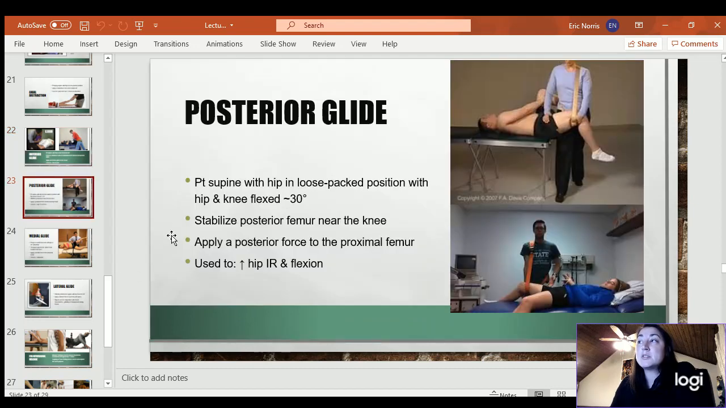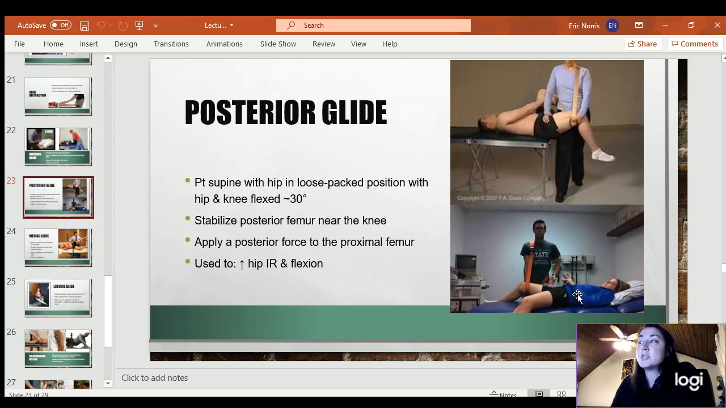With a posterior glide, we typically put the patient in the loose packed position, and then we stabilize the posterior femur near the knee. So down here we stabilize, that's in both pictures where the mobilizing belt is. And then you apply a posterior force to the proximal femur. So you push down on the proximal femur.